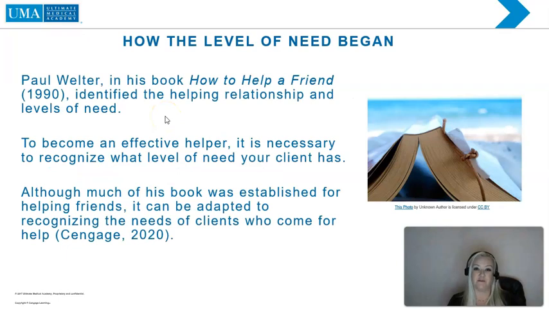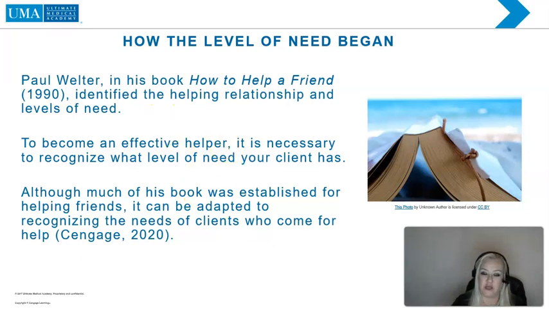How did the levels of need begin? Paul Welter, in his book called How to Help a Friend, 1990, identified the helping relationship and those levels of need that we will talk about. To become an effective helper, which all of us will need to do, regardless of what area you are in the medical arena, it is necessary to recognize what level of need your client has in that particular moment. Although much of this book is geared towards helping friends, we can actually apply this to helping the clients that come into the office or to the hospital or whatever the case might be.